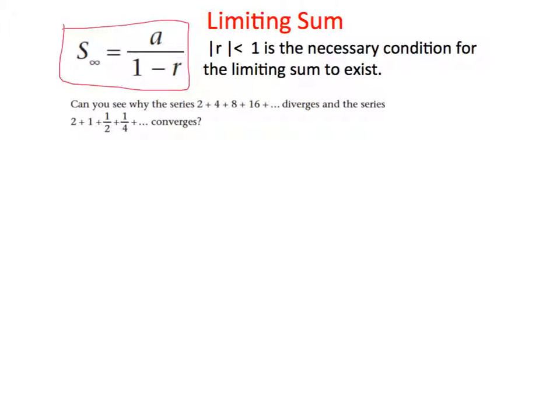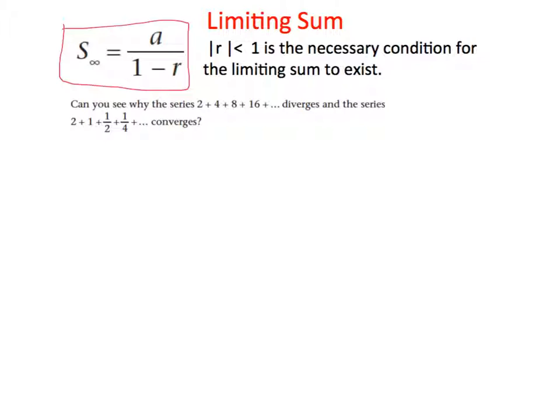Alright. So the heading is limiting sum, and this is the new formula. The sum of infinity is a on 1 minus r. And a series will have a limiting sum if the absolute value of the common ratio is less than 1. So that's the condition for a limiting sum to exist.